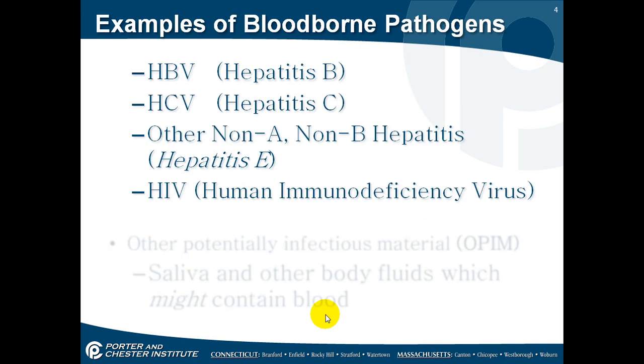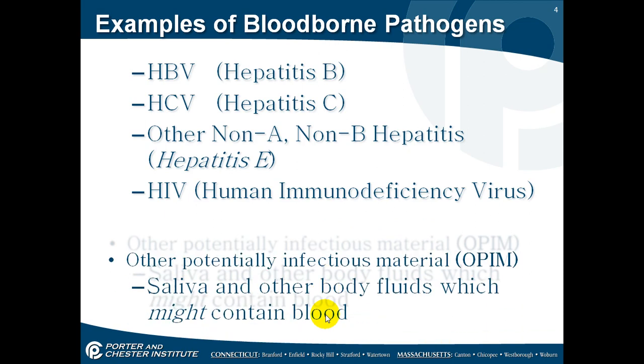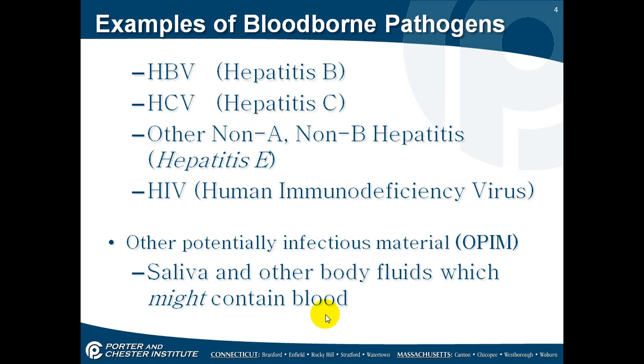Examples of bloodborne pathogens, you know this because you've already had lectures on this, are hepatitis and HIV. And then your OPIM, always remember those initials, other potentially infectious material, such as saliva. You brush your teeth, you floss, there's a little bit of blood in there. That brings it into your bloodborne pathogens lane.